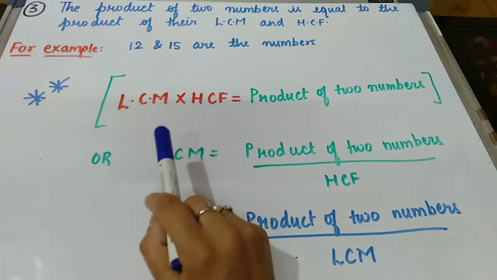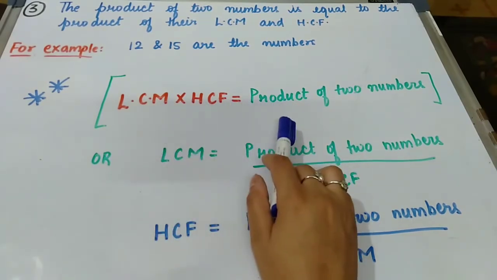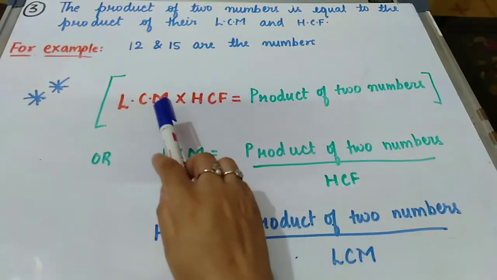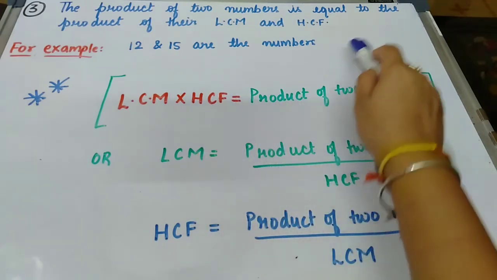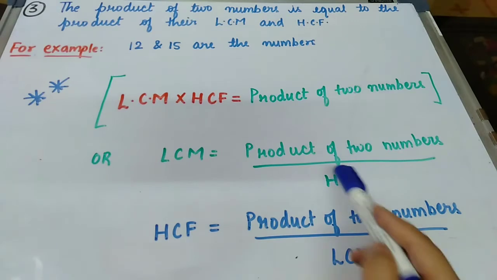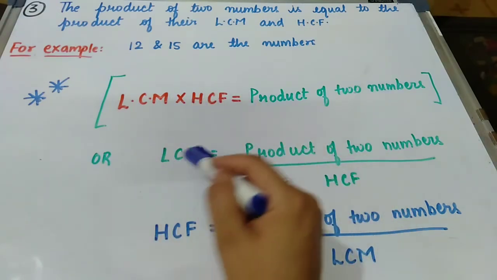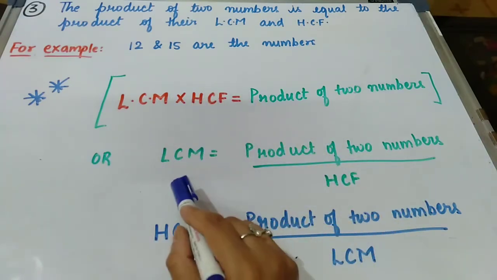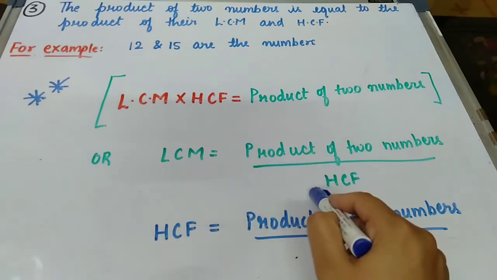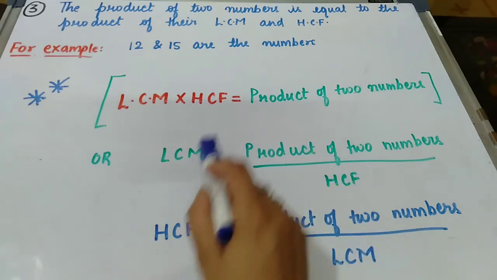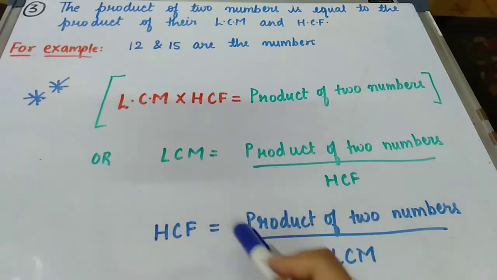Now students, look over here. These are the formulas for this fact. LCM into HCF will be equals to product of two numbers. यही statement के form में लिखा है. Now this formula can also be written in this form. Now if LCM is not given to us and only the product and HCF is given to us, so we can write this formula in this way.